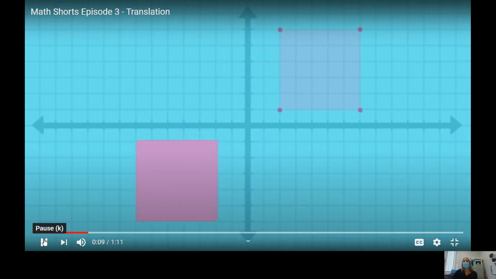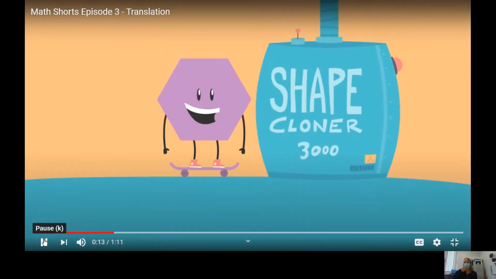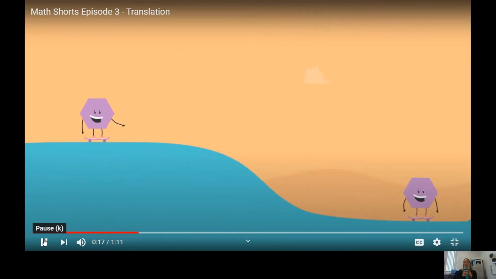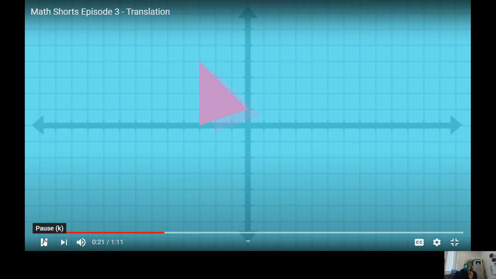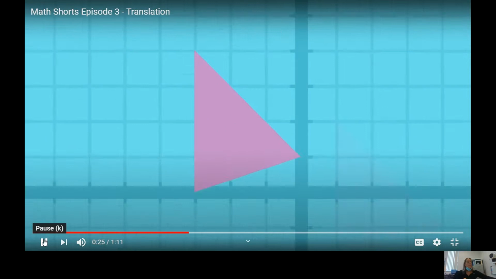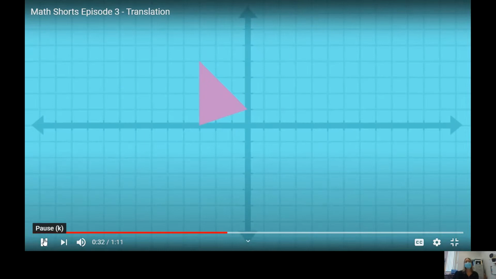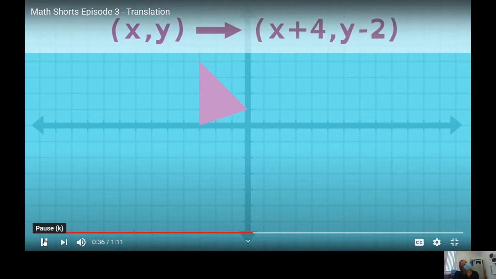Translation describes one way a geometric shape can move on a coordinate plane. When you translate a shape, it's like you make an exact copy of it and slide the copy to another spot. The shape stays the same. Here's how it works. Say we want to move this triangle to another location on a coordinate plane. First, we name the ordered pair for each of the shape's vertices. Then, to show where the shape is moving, we can use a mapping notation, like this, to show the translation.